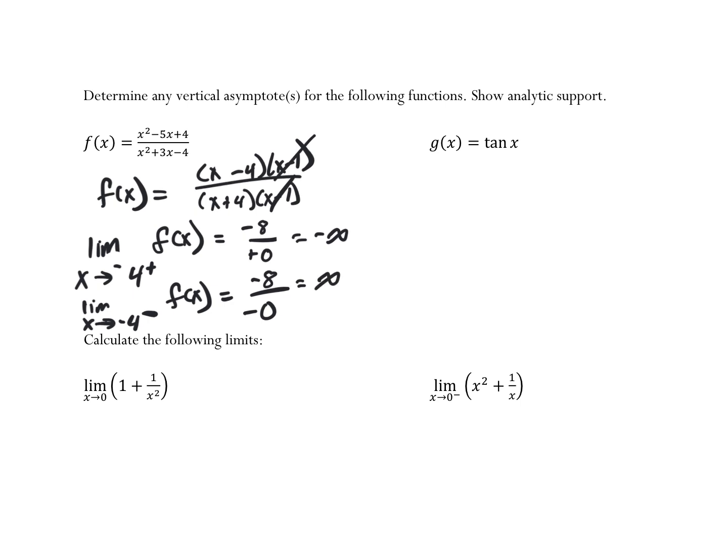Because -4 from the right is like -3.9, -3.99. Right? And so the bottom would be negative. And if I approach from the left, the bottom would be positive, the bottom would be negative. Everybody good?